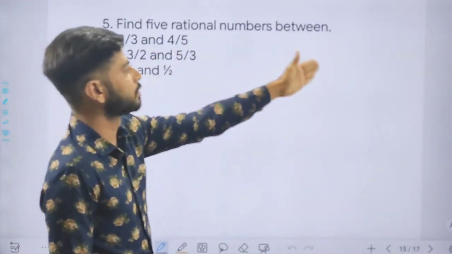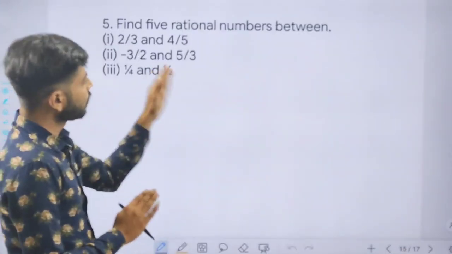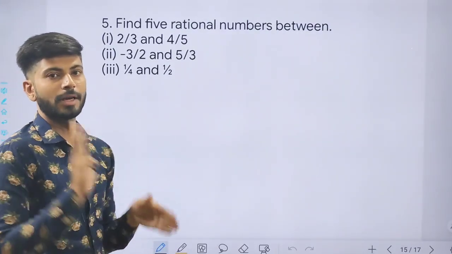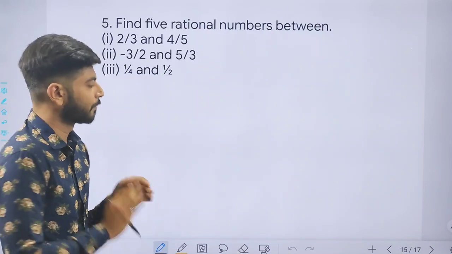Find 5 rational numbers between each of these. Again, you have to use the same method as we have done in case 3.